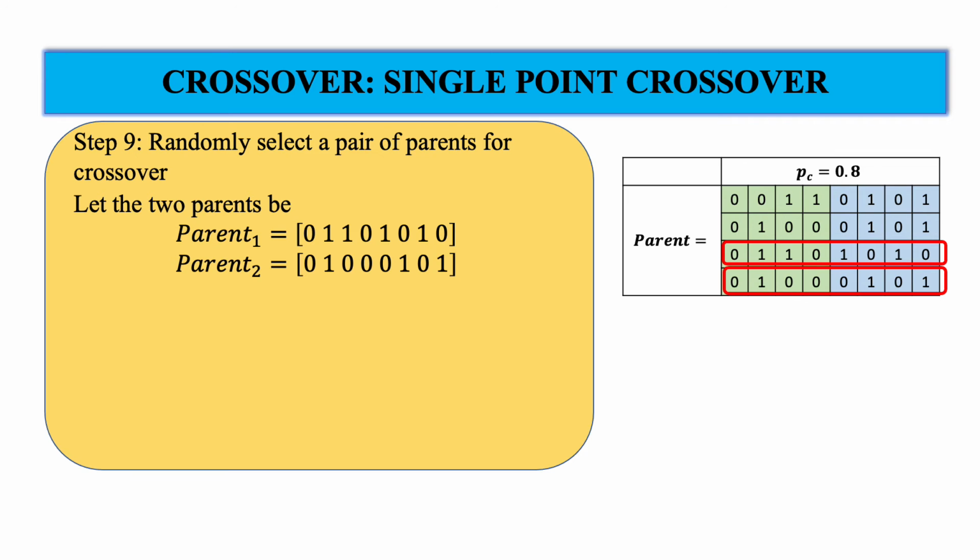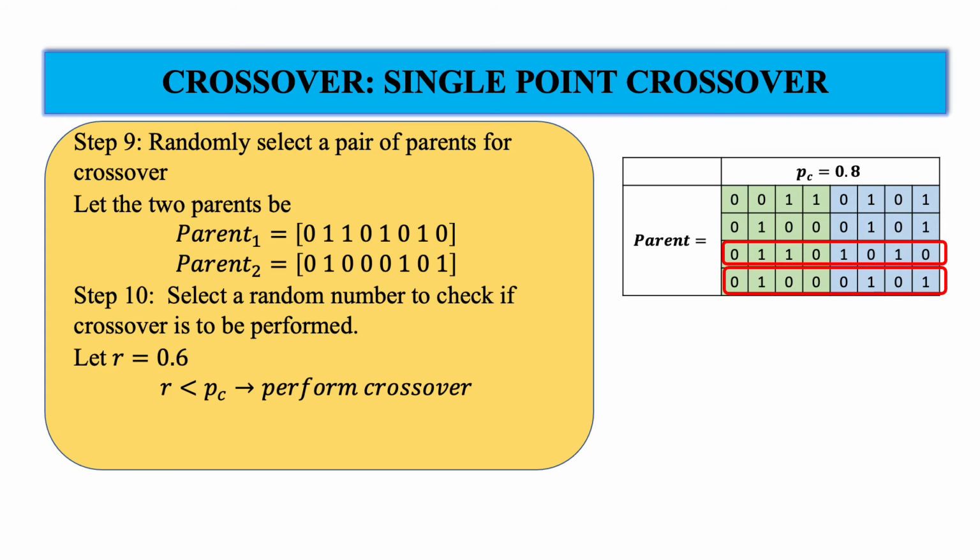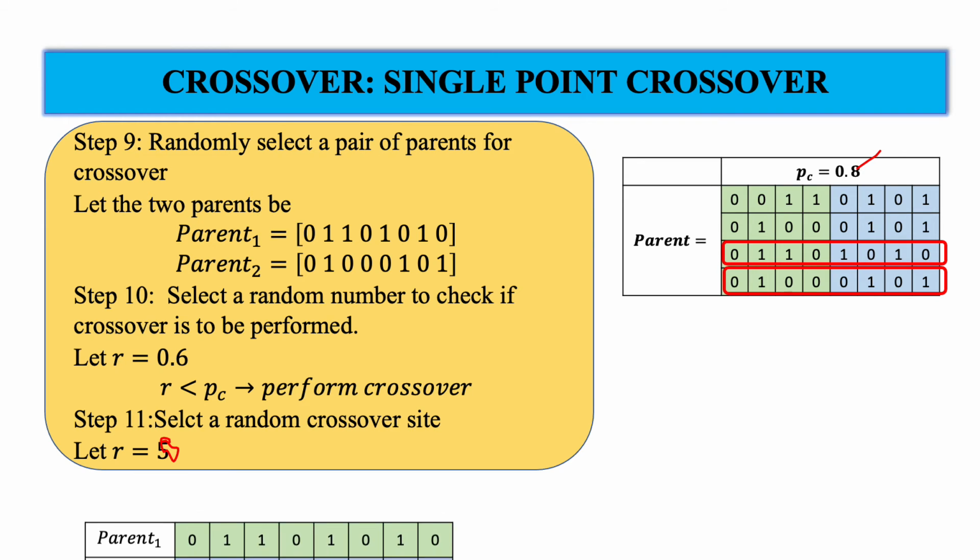and then we have generated a random number. Again its value is 0.6, which is less than our crossover probability, which is 0.8. So that means we need to perform crossover, right? Since we need to perform crossover, we need to determine the random site. So again we generated a random number, 5. After the 5th position we can cut the solution and swap the tails.